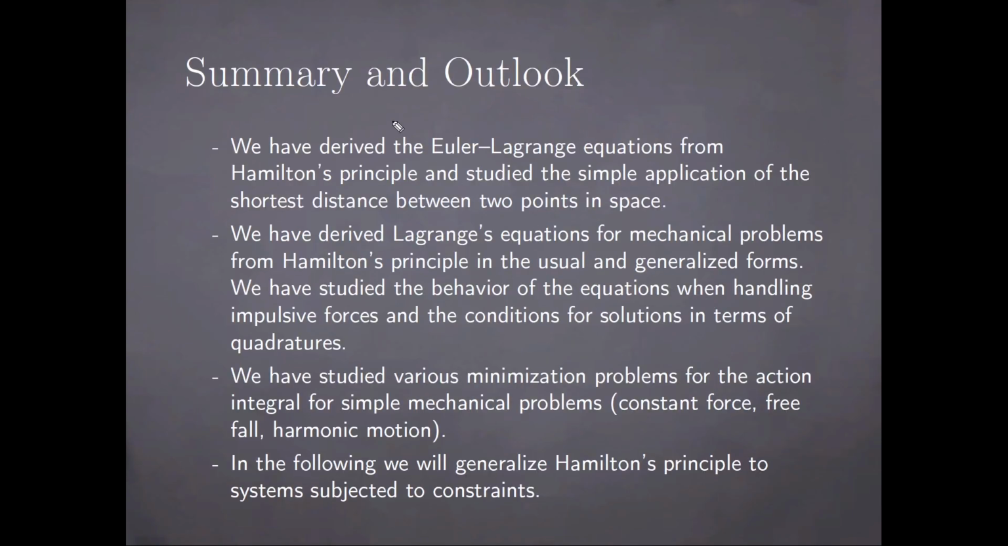Now, in summary, we have derived the Euler-Lagrange equations from Hamilton's principle and studied the simple application of the shortest distance between 2 points in space. We have derived Lagrange's equations for mechanical problems from Hamilton's principle in the usual and generalized forms. We have studied the behavior of the equations when handling impulsive forces and the conditions for solutions in terms of quadratures. We have studied various minimization problems for the action integral for simple mechanical problems, be it a case of constant force, free fall, or harmonic motion. In the following, we will generalize Hamilton's principle to systems subjected to constraints.